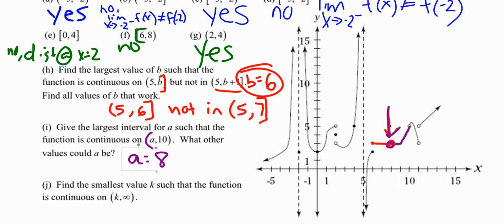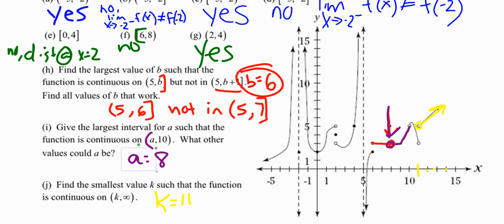All right, and then the last thing, find the smallest value k such that the function is continuous on that. Let me try that again. So it looks like the smallest value that it could be continuous on an open interval would be right here. All right, so if that's 15, we have 14, 13, 12. It looks like it would be at k equals 11. We can include it because it's an open value.